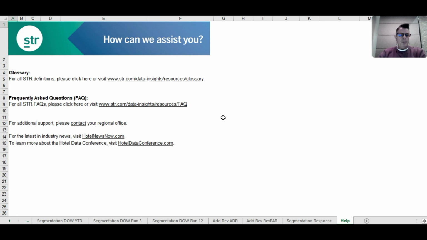Anything that I review in the STR report today, you can find the definition for it right here on these two tabs. I got a frequently asked question link and a glossary that basically describes in detail everything about the STR report. That's how I learned the STR report, was by going to these, and as I went through, I learned the definitions of everything.